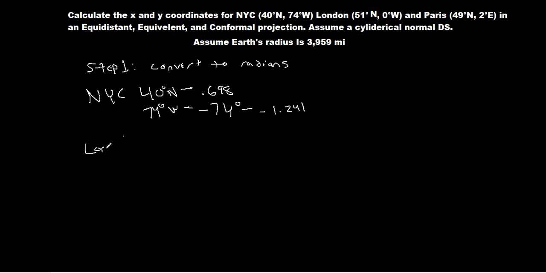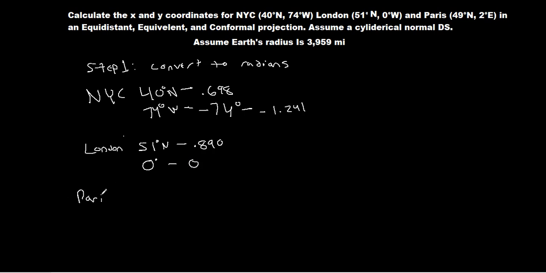Okay, we can go through and do the same thing for the other two. So London, it's going to be 51 north, which is going to turn to 0.890 radians. In this case, it's actually 0 degrees, because it's basically on the prime meridian. I didn't have decimal degrees here. I just truncated it at a full degree. So this is going to be 0 degrees. That's just going to be 0 radians.